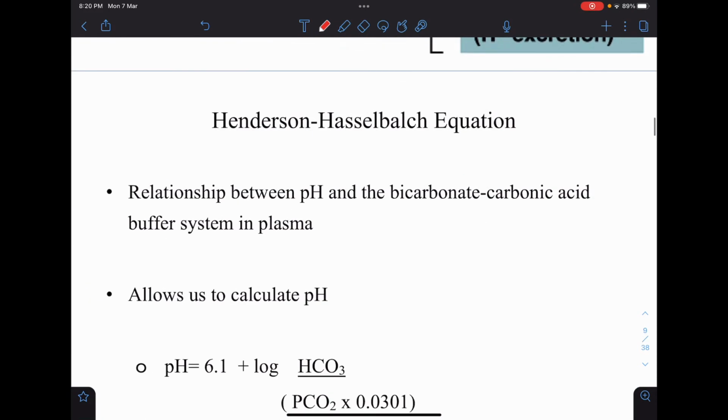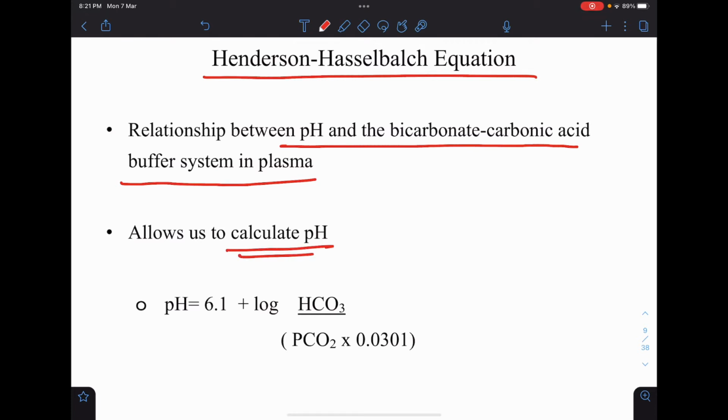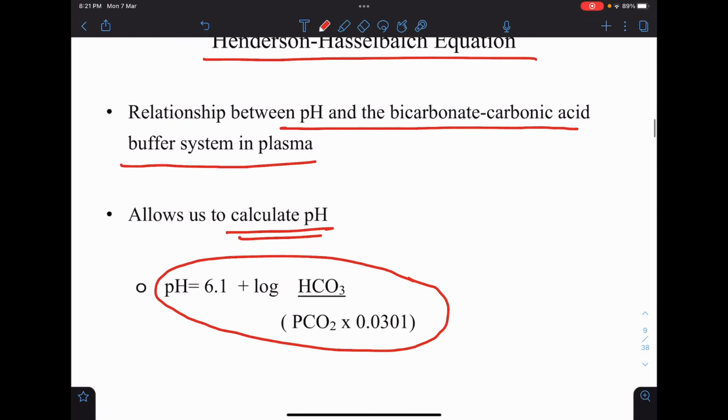There is something known as the Henderson-Hasselbalch equation. What is it? It shows the relationship between pH and the bicarbonate carbonic acid buffer system in the plasma. The relation between pH and the buffer, that is the bicarbonate carbonic acid buffer system, is designated with the Henderson-Hasselbalch equation, and it allows us to calculate the pH. This is the equation by which we can calculate the pH.